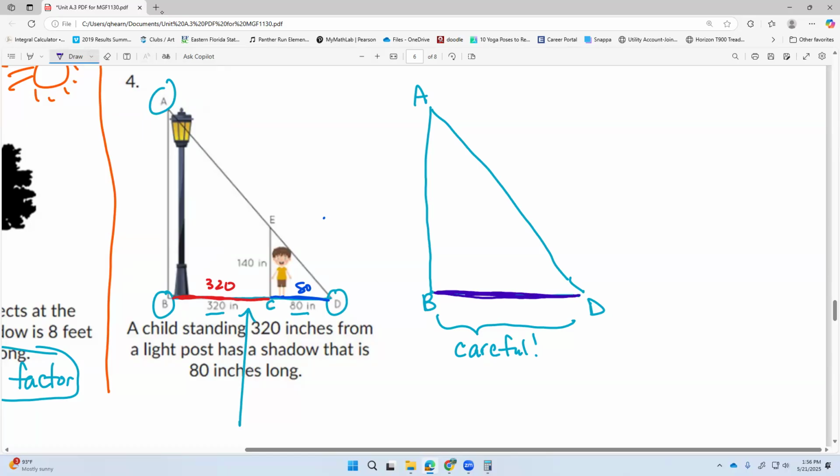So can I just write 320 here? Because that's what I often see students do, is to write 320 here. No, why not? Because to get from B to D, you have to go from B to C and then to D. So you have to add 320 plus 80. This is going to be actually 400. 400 inches is the distance here. Okay. I also can mark the right angle.